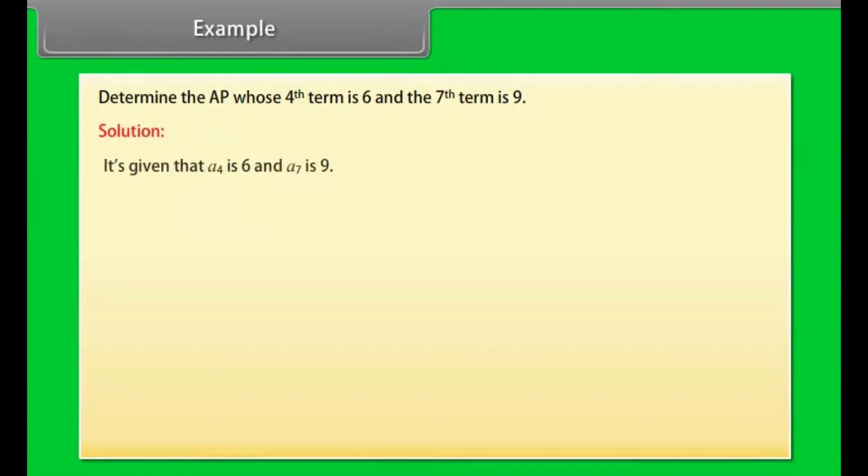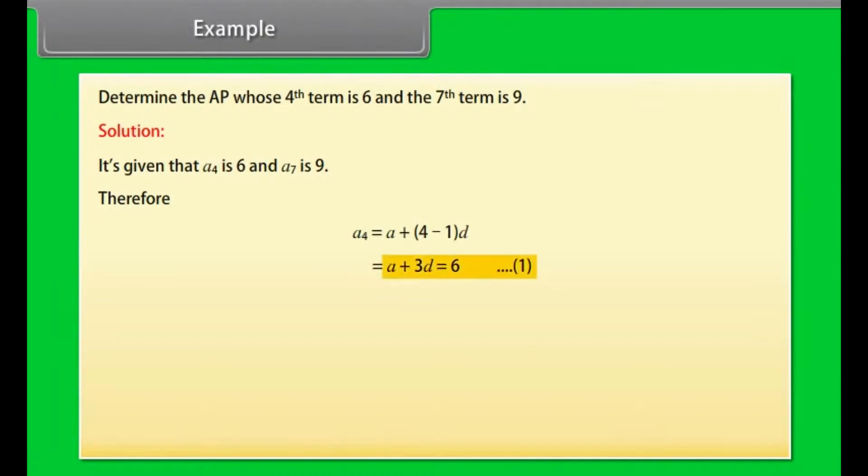Solution. It's given that A4 is 6 and A7 is 9. Therefore, A4 is equal to A plus (4 minus 1)D, which is equal to A plus 3D, which equals 6. Mark it as equation 1. And A7 is equal to A plus (7 minus 1)D, which is equal to A plus 6D, which equals 9. Mark it as equation 2.